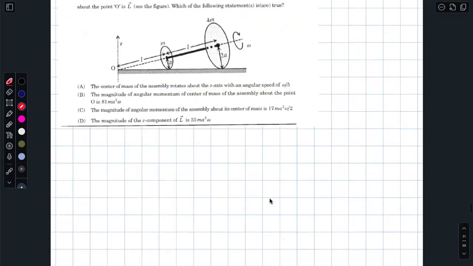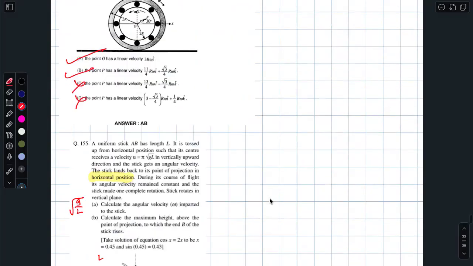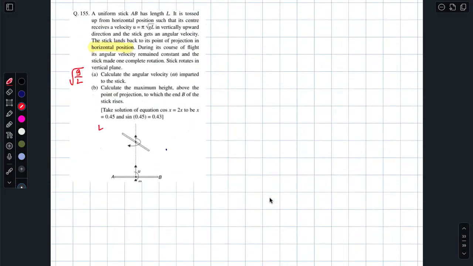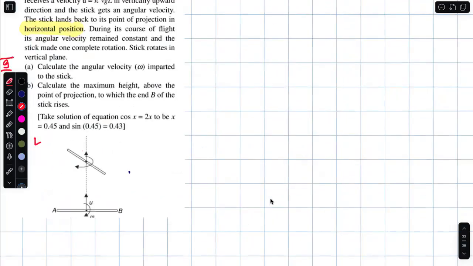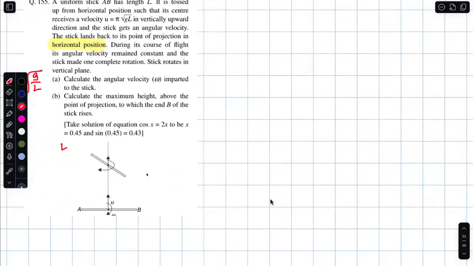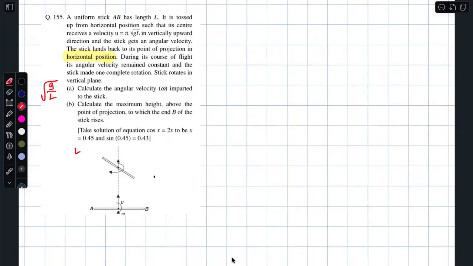Right. I'll try to discuss some of the questions again. This is the one which I'm missing. This will be the last question for the day. Make sure you try this. Uniform stick AB has a length L. It is tossed up, which means like a coin, you toss it up. So please try to understand.